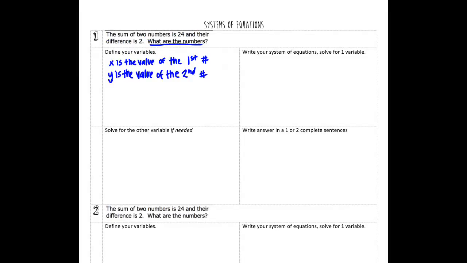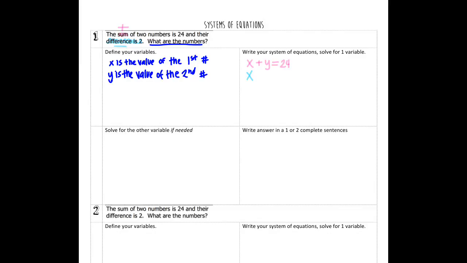We defined our variable. The next thing we need to do is write the system based on what we can get from this word problem here. So it says the sum. I know that sum means addition. So it says when I add these two numbers, it's going to be 24. So that's telling me if I take x and I add y, it's going to equal 24. Okay? And then the next part tells me that their difference is 2. Well, I know difference means to subtract. Okay? So I know when I subtract them, I'll get 2.